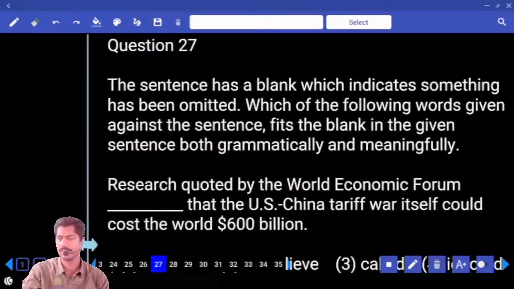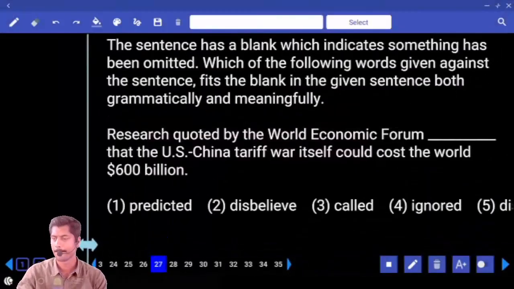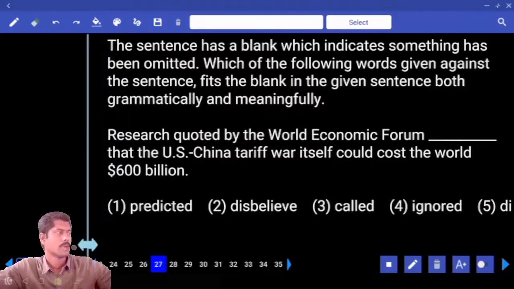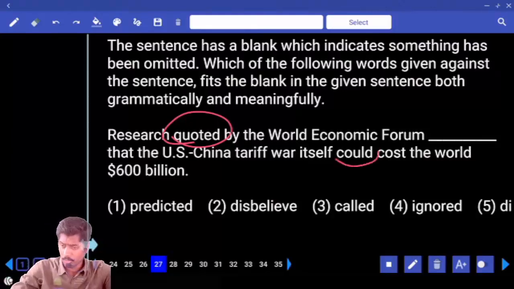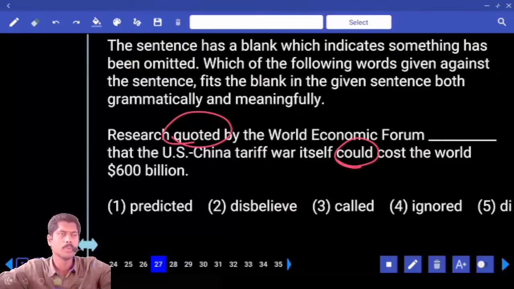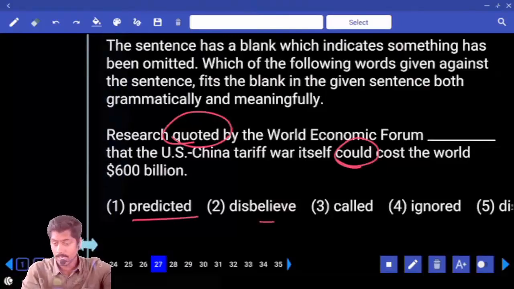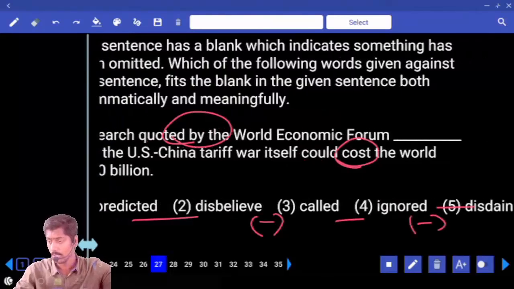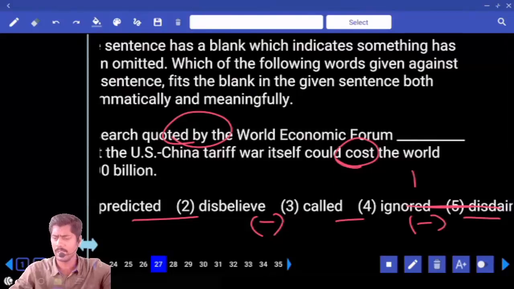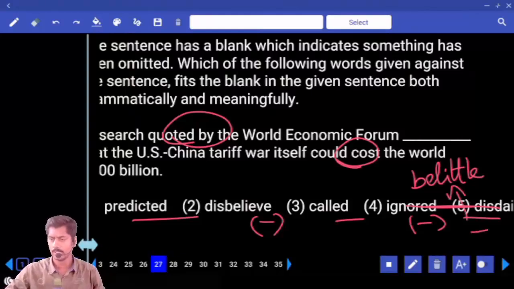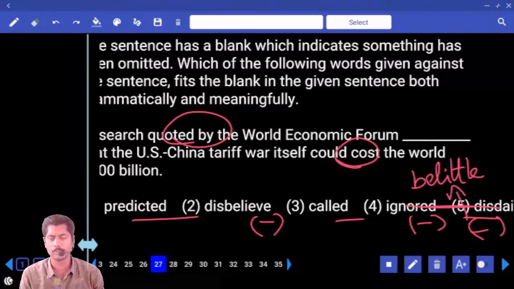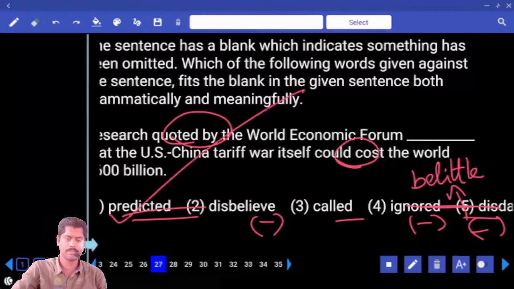Now, single fillers, we need to fill in the blanks. Research quoted by the World Economic Forum, dash. Already "research quoted" is talking about the past. "That the US-China tariff war itself could" is also past. I want a word which is related to the past. Predicted, yes. Disbelieve, negative. Called, okay. Ignored, negative. And disdain. Disdain is nothing but to belittle, underestimate. Negative meaning. So should it be positive or negative? Research predicted or research called? Answer: predicted, first option.